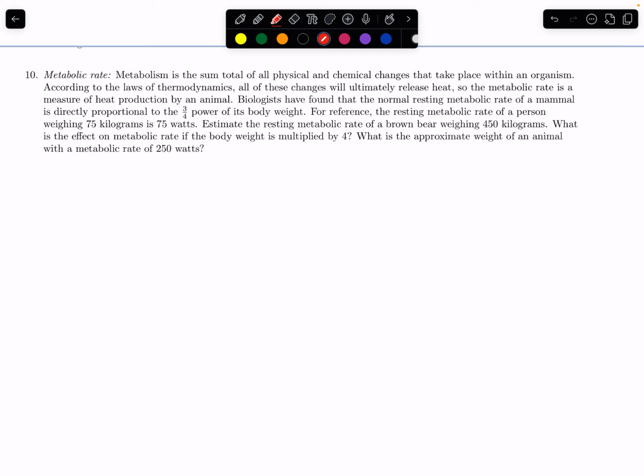Biologists have found that the normal resting metabolic rate of a mammal is directly proportional to the 3/4 power of its body weight. Okay, so this sentence is where we get our equation from. What are we looking at here? The metabolic rate of an animal, that's one variable. That's what we're trying to figure out, I guess. Is directly proportional to the 3/4 power of its body weight. Okay, so let's call m the metabolic rate.